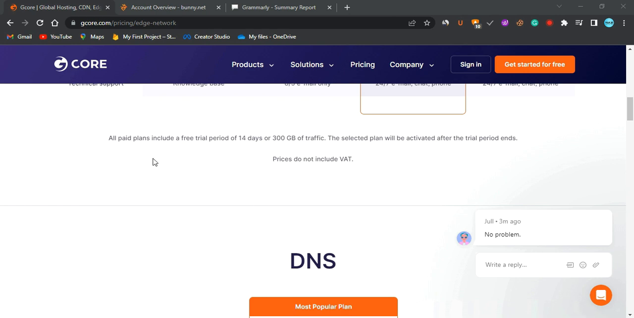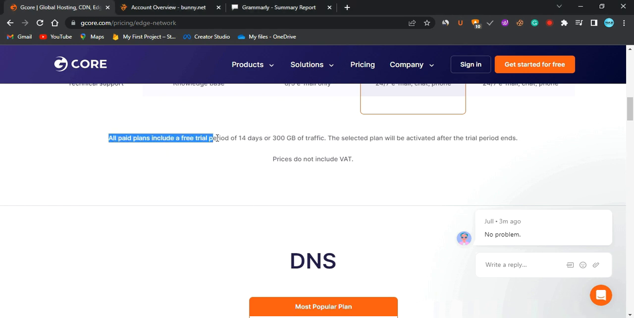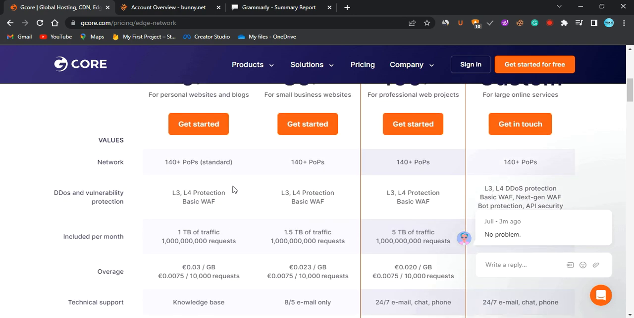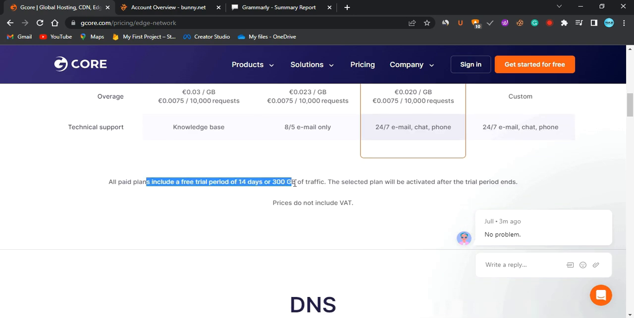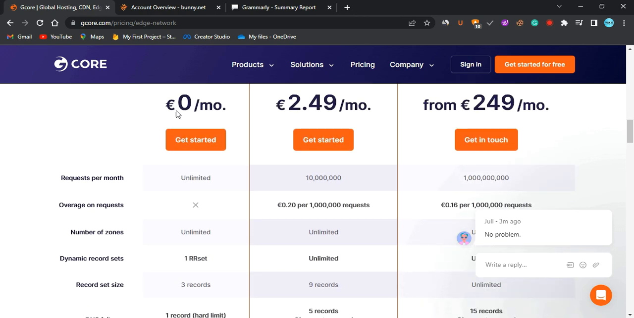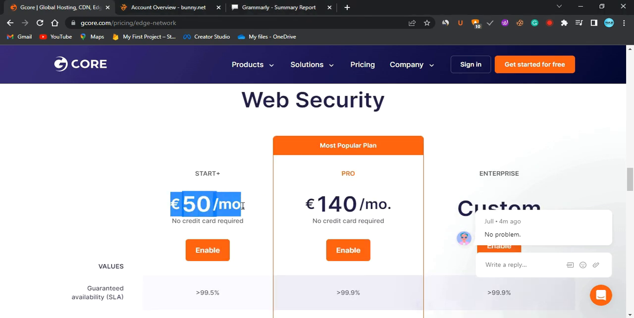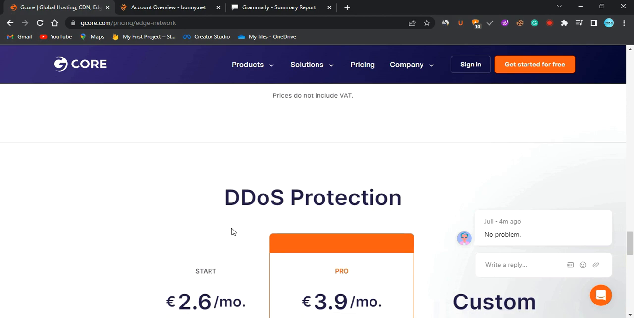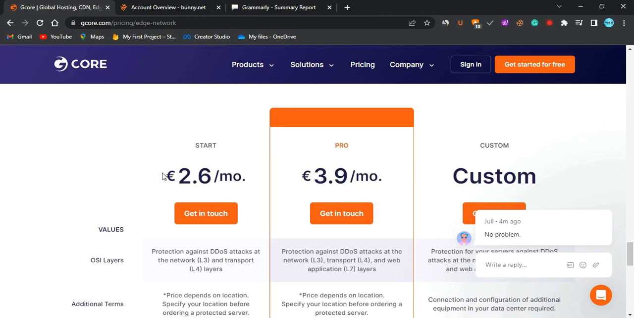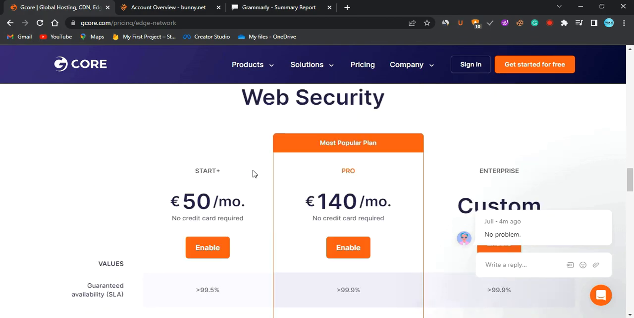And let me tell you that all paid plans include a free period of 14 days or 300 GB of traffic. And with the DNS, you will also get DNS for free. Requests unlimited you can make, and for the security option they will charge about 50 euro per month, and for the DDoS protection they are charging about $2.5 per month. So this was the second on my list.